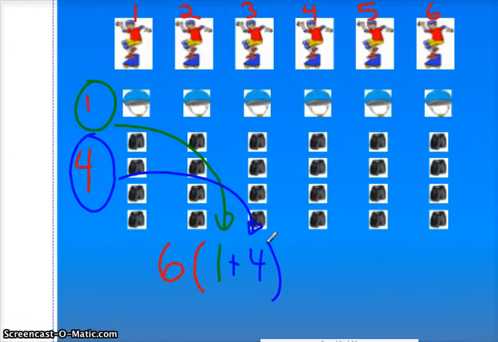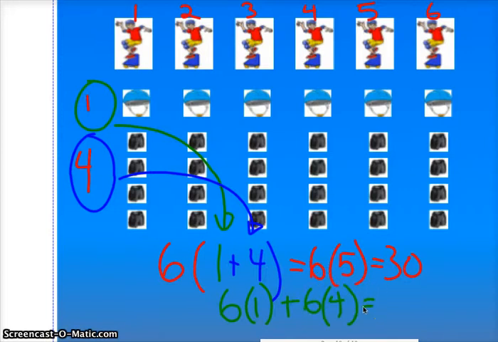Using the distributive property, we will do 6 times 5, which equals 30. Or we could also do 6 times 1 plus 6 times 4, like we have been doing, just like our first problem of the day. So we have 6 plus 24 equals 30.